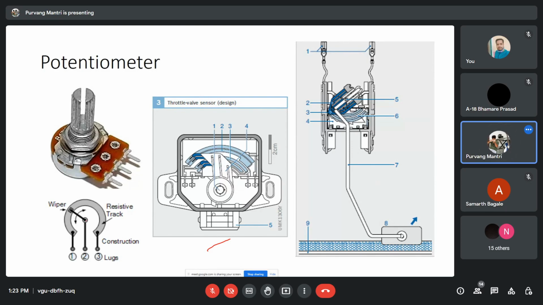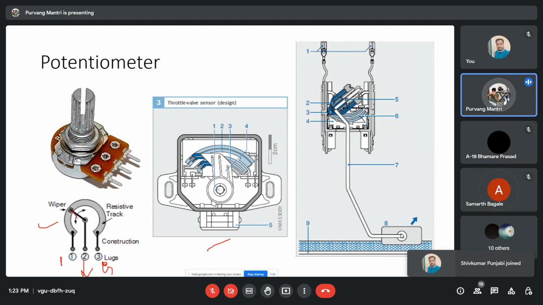So this is the basic diagram of a potentiometer. There are three pins. One is input, another is output, and the third is ground. This wiper is attached to a knob which you can rotate, and this wiper is connected to a resistive track. This is the resistance over here.